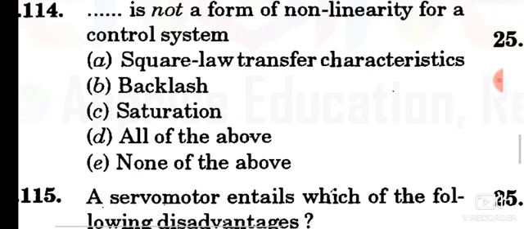So option D, all of the above, that is square law transfer characteristics, backlash, saturation. These are not a form of non-linearity. Once again, this is not a form of non-linearity for a control system: square law transfer characteristics, backlash and saturation. So option D is the correct answer.